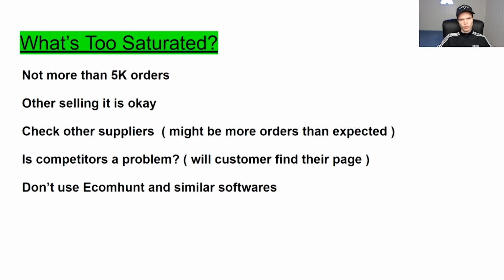That's super important, because if you find a product and say this product only has $100, and this happened in my coaching all the time too, people bring me saturated products and they say, no, it's not saturated, it only has 50 orders. But the thing that they don't understand is there are other suppliers that have this exact same product, and there are more orders on some of them.